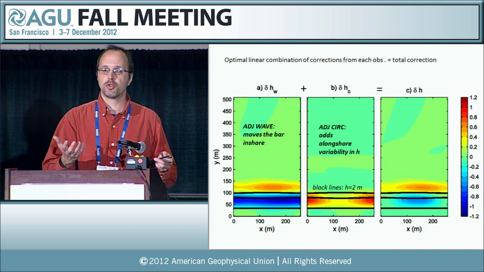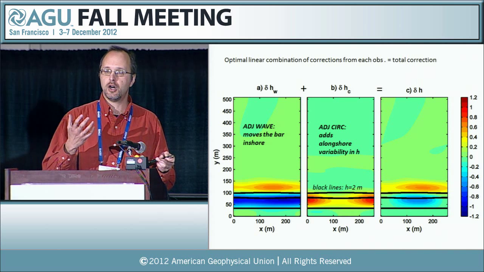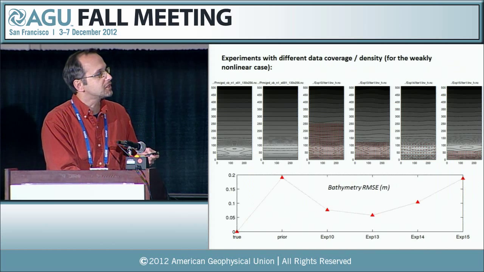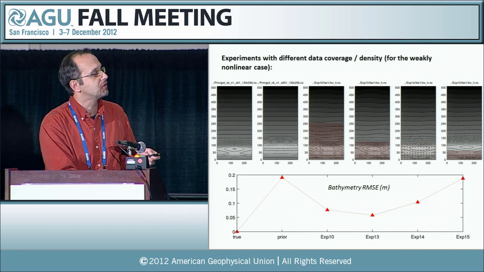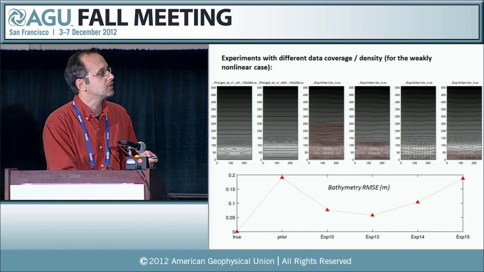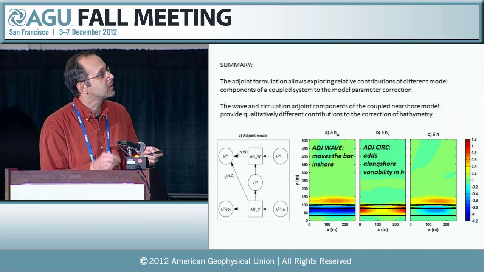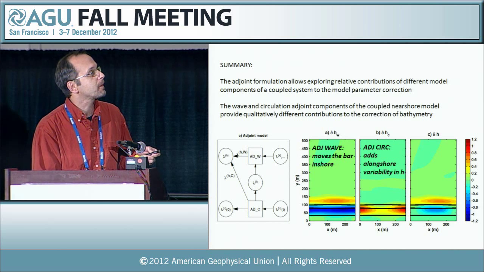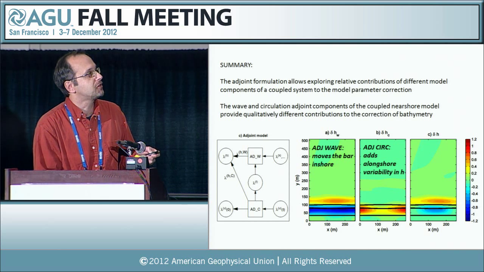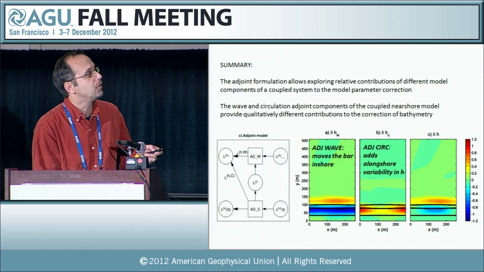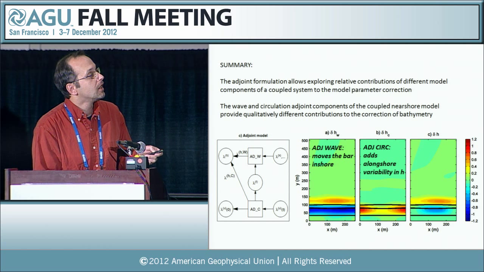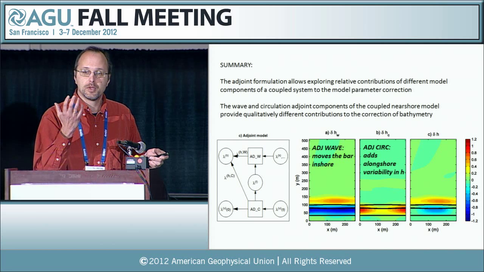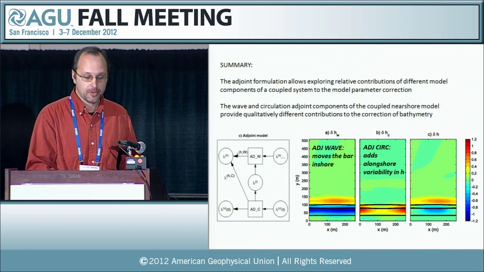So the adjoint wave model and adjoint circulation model have distinct roles in this coupled assimilation experiment. We also did experiments with different combinations of the data and looked at array mode analysis. If you're curious to talk about it, we can do it offline. Let me conclude. The joint formulation, in my eyes, allows convenient formalities to explore relative contributions of different model components of a coupled system. In our case, the wave and circulation adjoint components provide distinctly different contributions to the corrections of bathymetry. Thanks.